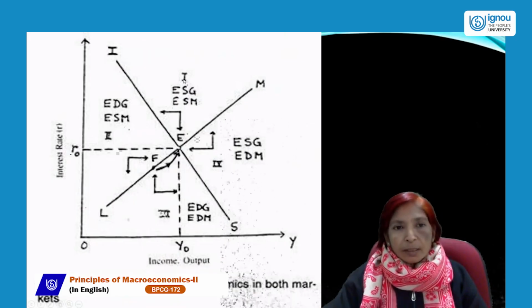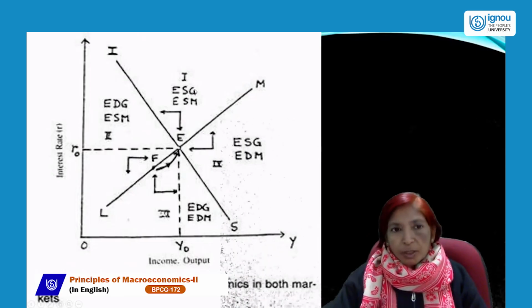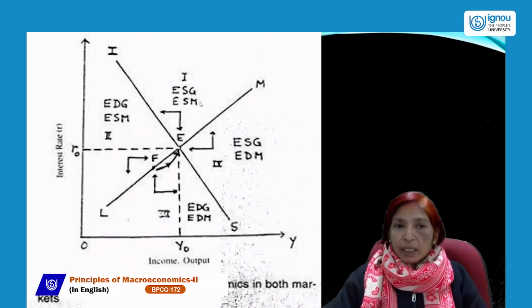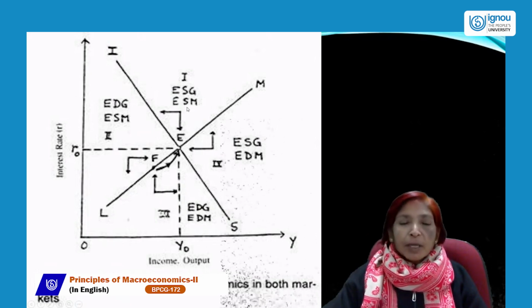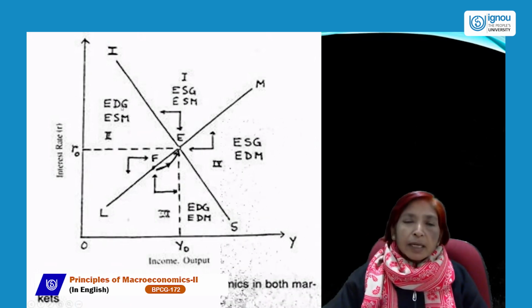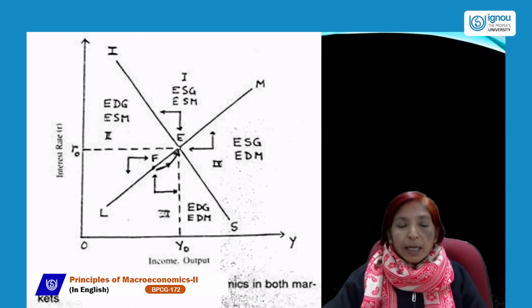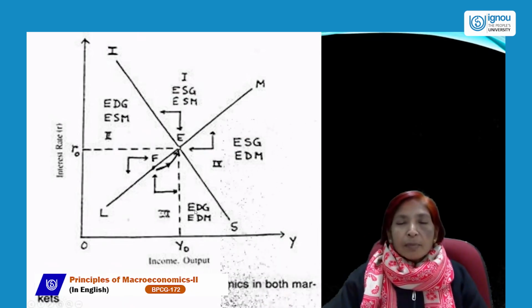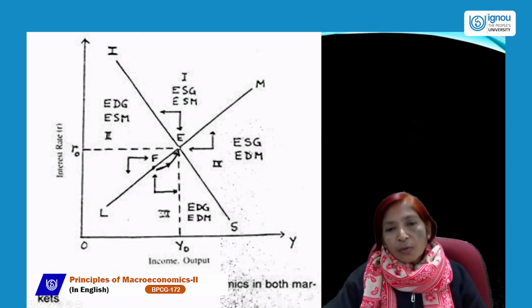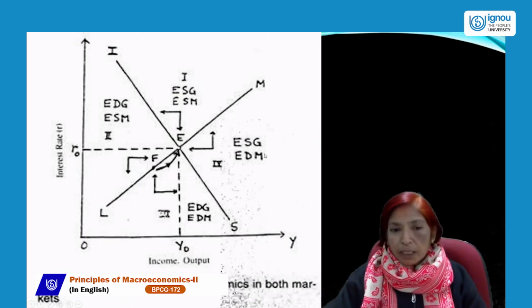In the first quadrant, there is excess supply of goods and excess supply of money, meaning aggregate supply of goods and aggregate supply of money will be higher. In the second quadrant, there is excess demand for goods and excess supply of money. In the third quadrant, excess demand for goods and excess demand for money. And in the fourth quadrant, excess supply of goods and excess demand for money.